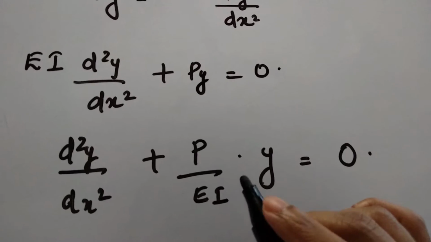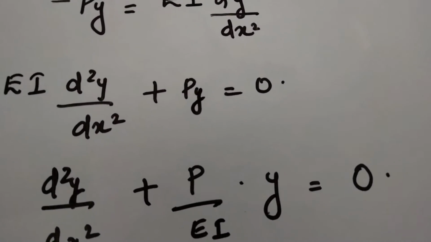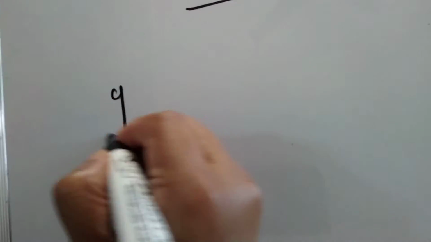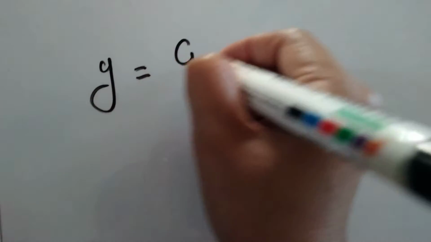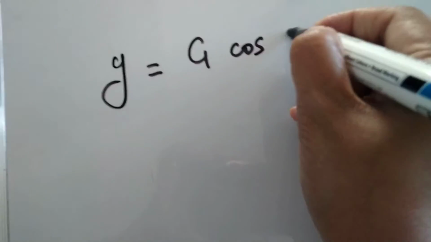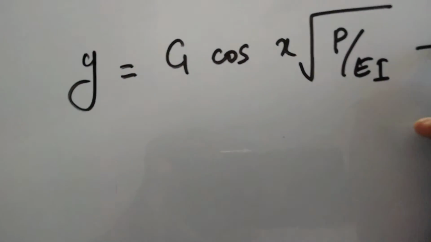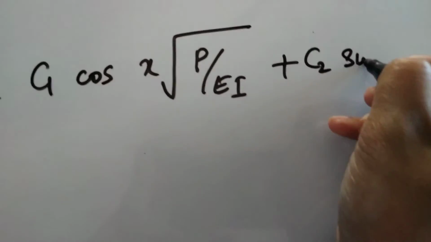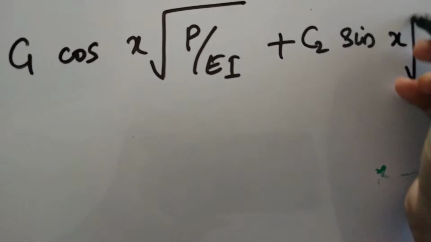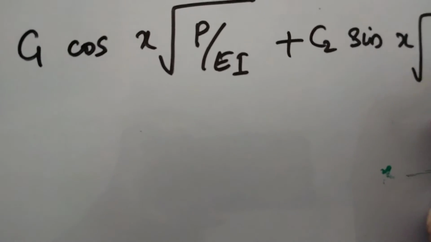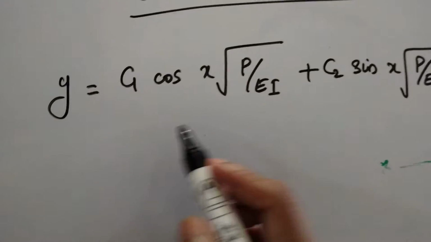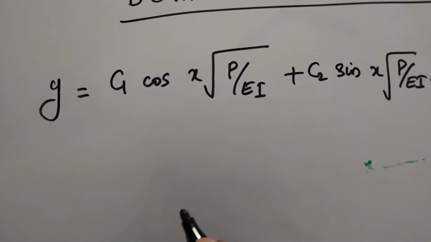The solution of this equation is y is equal to c1 cos x root of P by EI plus c2 sin x root of P by EI. This is the solution for the differential equation.